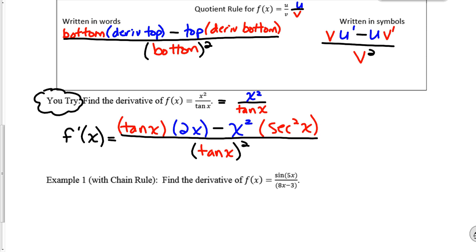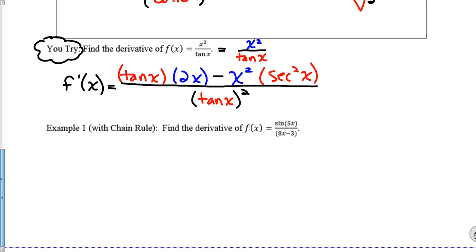Here's the solution to the U try, the answer. So please take a moment to check your answer. If you have any mistakes, please pause the video here to make corrections. If your answer was good, we're going to move on to the next one. I'm going to scroll down.